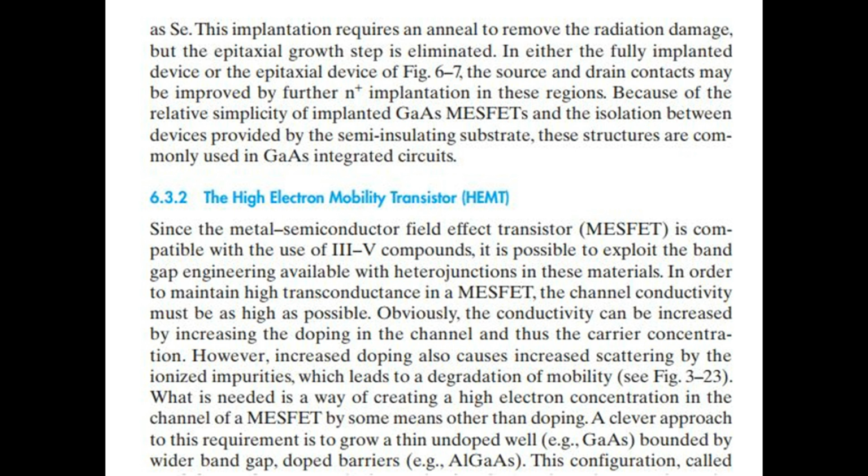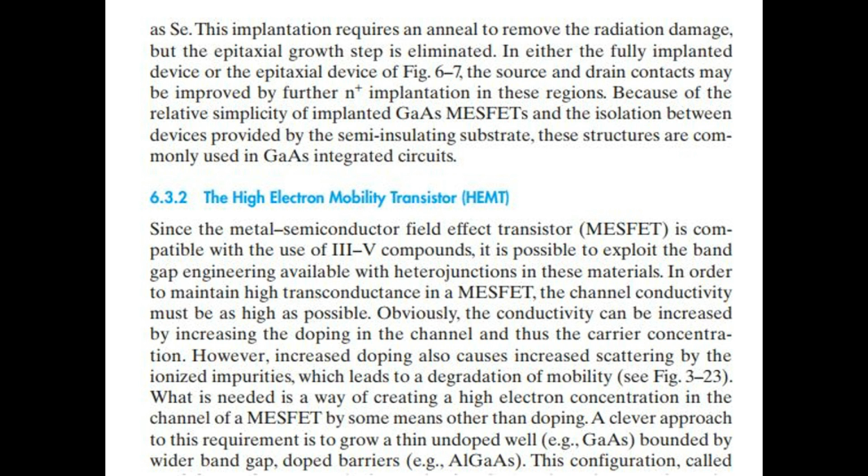The high electron mobility transistor, HEMT. Since the metal semiconductor field effect transistor, MESFET, is compatible with the use of III-V compounds, it is possible to exploit the band gap engineering available with heterojunctions in these materials. In order to maintain high transconductance in a MESFET, the channel conductivity must be as high as possible.